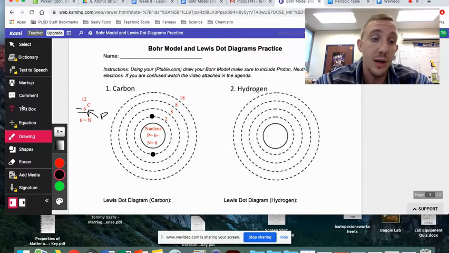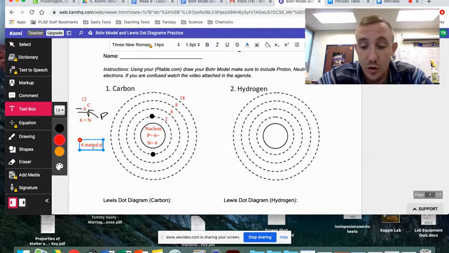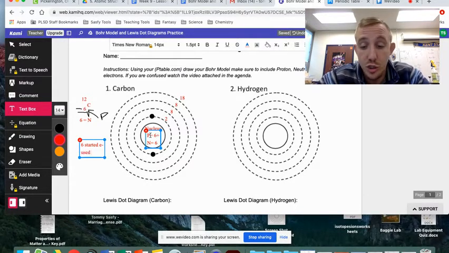Okay, so I'm going to go ahead over on the side. I'm just going to tally how much I started with. And the reason I started with 6 electrons is because I had 6 protons, and they have to equal for my charge to be 0. But I just used 2, so I have 4 left.